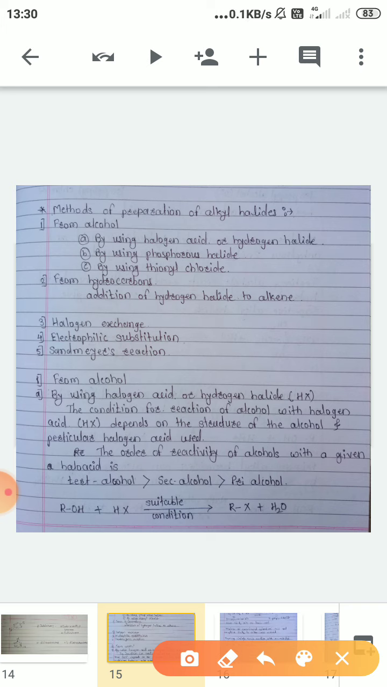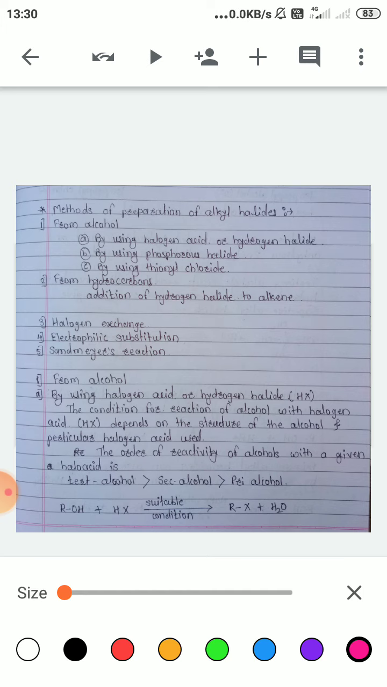So first, let's clarify the methods of preparation of alkyl halides. Now we can prepare alkyl halides from alcohols. Second, from hydrocarbons. Third, by halogen exchange. Fourth, electrophilic substitution. And fifth one, Sandmeyer's reaction. Now here, preparation methods means the products are alkyl halides, and the reactants will be different.